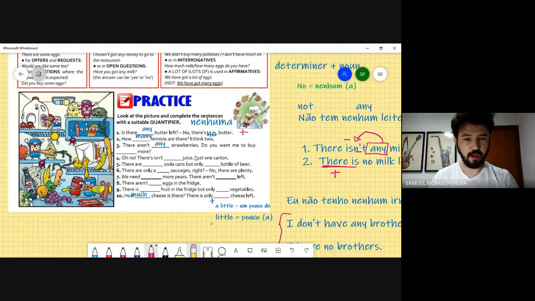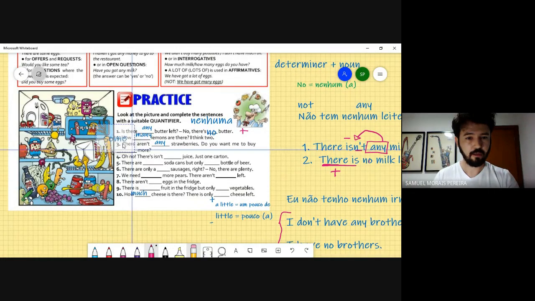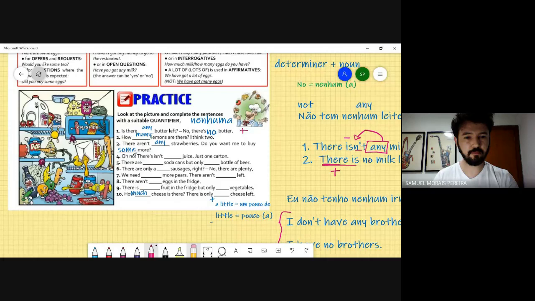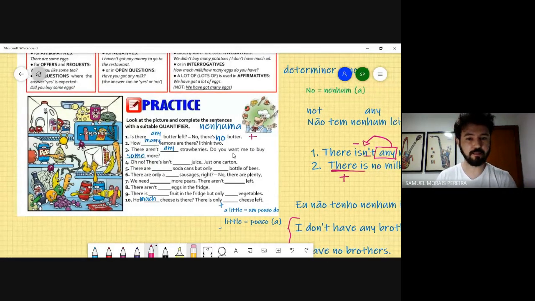Do you want me to buy... what was your answer here, Nicole? Could you repeat that? Some more, ok. Você quer que eu compre mais alguns, né? A pessoa está oferecendo, tá bom? Se oferecendo, né, para comprar aqui os morangos. E some pode significar alguns, né? So we can understand it as você quer que eu compre mais alguns? Mais alguns o quê? Some more strawberries, ok?